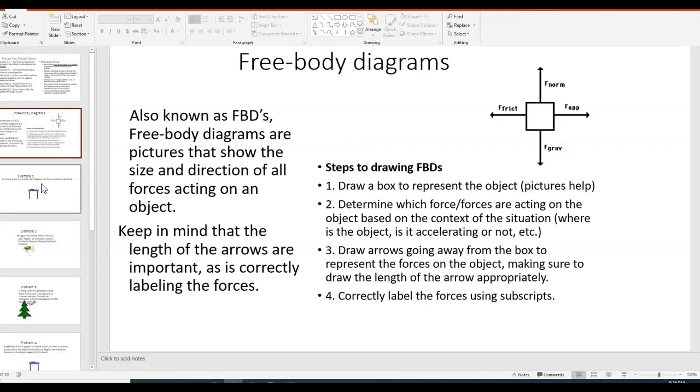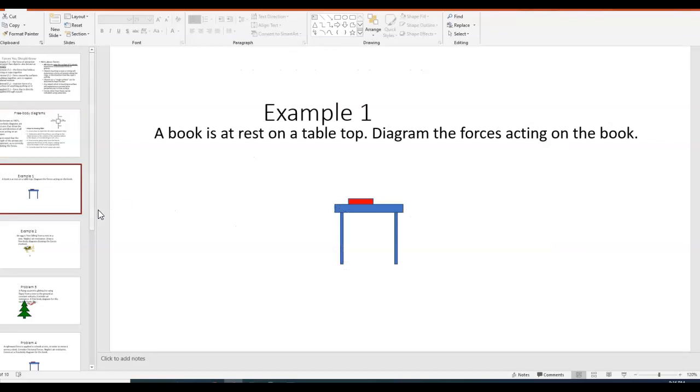I'm going to do plenty of examples in this video, and then I'm going to do the first 2 problems on your practice worksheet just to give you an idea of what these should look like. Okay, so example 1. It says a book is at rest on a tabletop. Diagram the forces acting on the book. Now, the first thing I'm going to do is label which forces are acting on this object.